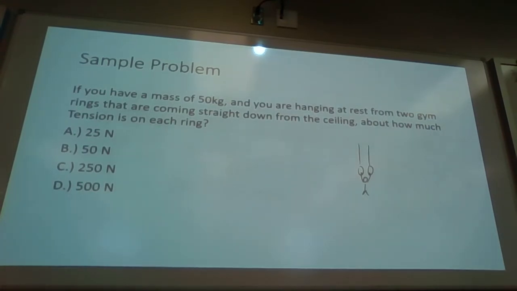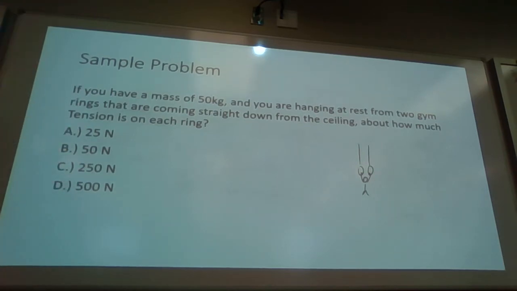Okay, with these multiple choice questions in class, I use 10 instead of 9.8, just to make things a little easier. Okay. Correct answer is C.